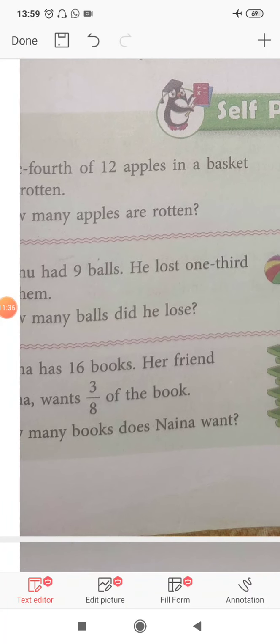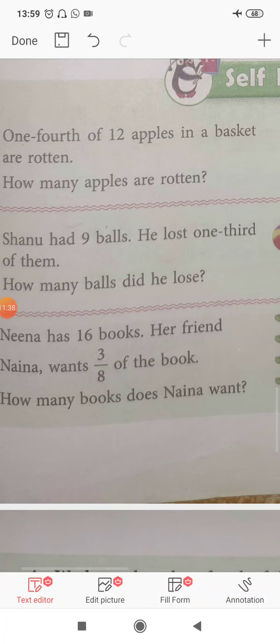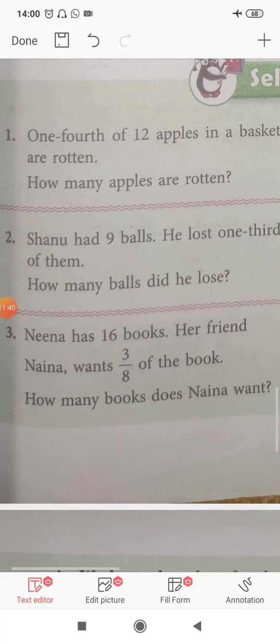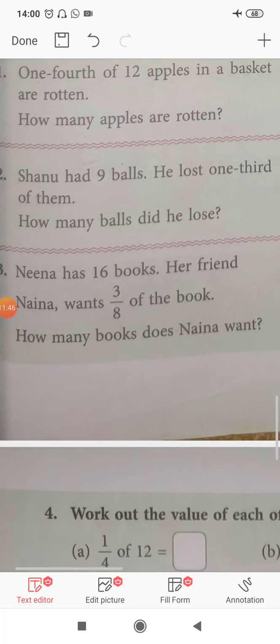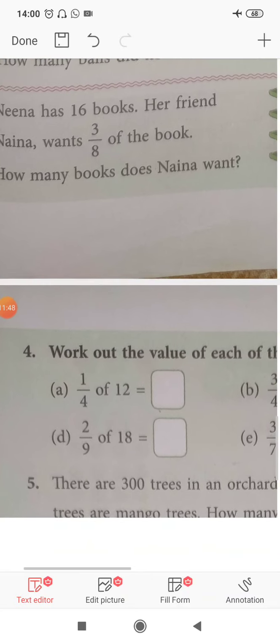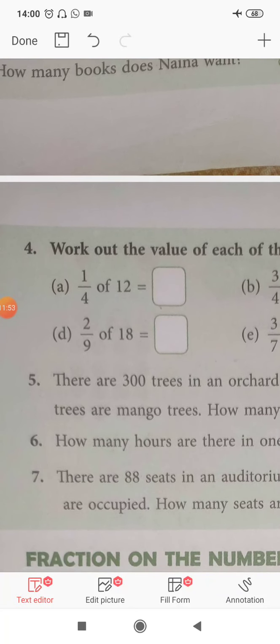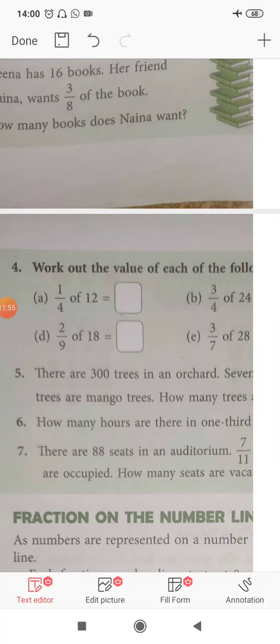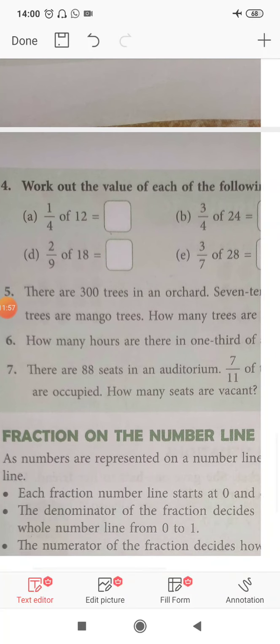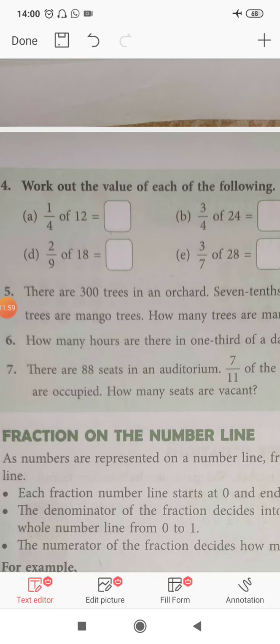Okay, Shanu had 9 balls. He lost 1/3 of them. So you have to find the answer by using the same formula. Okay, so you will solve it and I will give you the solution after you have solved, and I will give the solution in the Zoom classes also. So now let's move on to the next problem. Work out the value of each of the following. Here also you have to use the formula and find the answer. Okay, and write the answers.